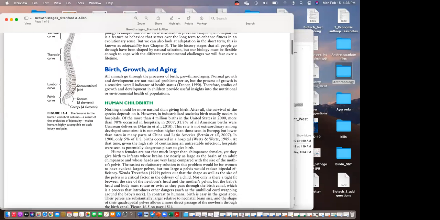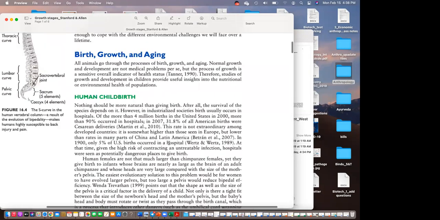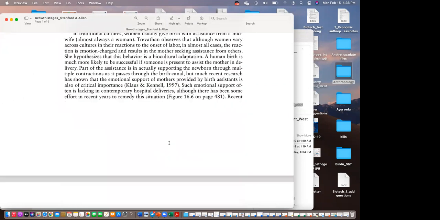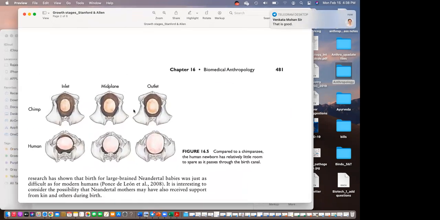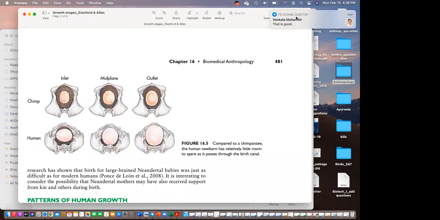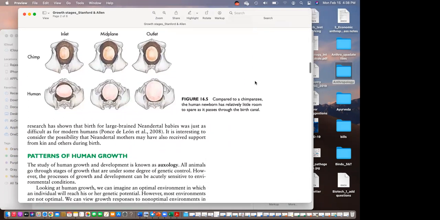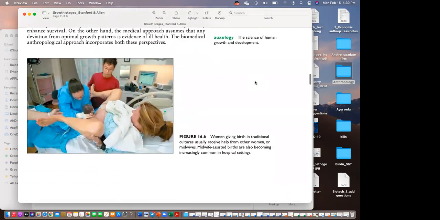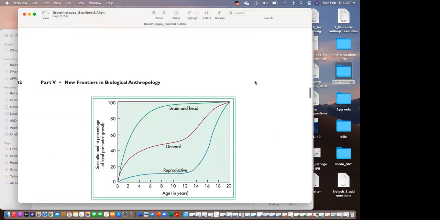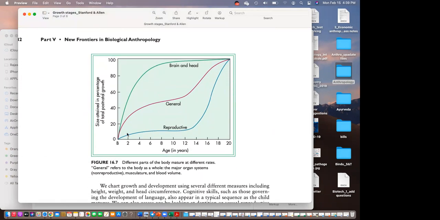Similarly, if you want to read a bit on the biological anthropological perspective on various stages of growth, here they talked about the human childbirth process. I think I've shown you an image from this. Remember this process, how it is different between humans and chimpanzees, between animals, and we briefly talked about it. Then patterns of human growth. They briefly talked about how childbirth takes place, and how with age different parts of the body attain various growth aspects: age in years, reproductive, general, brain, and head.